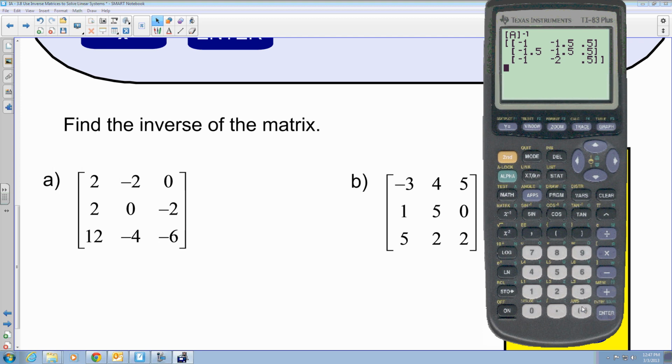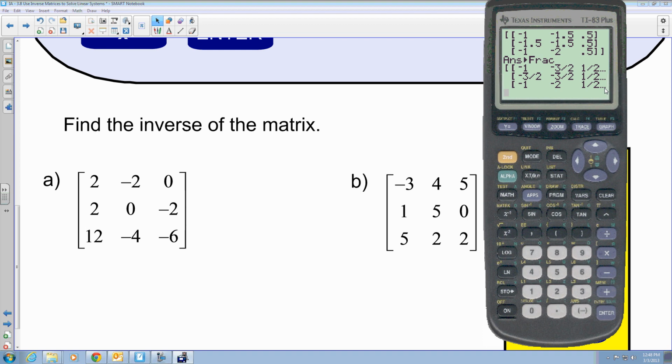So from here, we're given decimal points. I don't particularly want the decimal points, so here's how we can get them to fractions. I'm going to click on math, and you see here where I have fractions. Click enter, and it's going to say put answers in fractions. I want to say yes, so I'm going to click enter again. So now this allows us to show our matrix in fractional form. So the inverse of this is -1, -3/2, 1/2, -3/2, -3/2, 1/2, -1, -2, and 1/2.